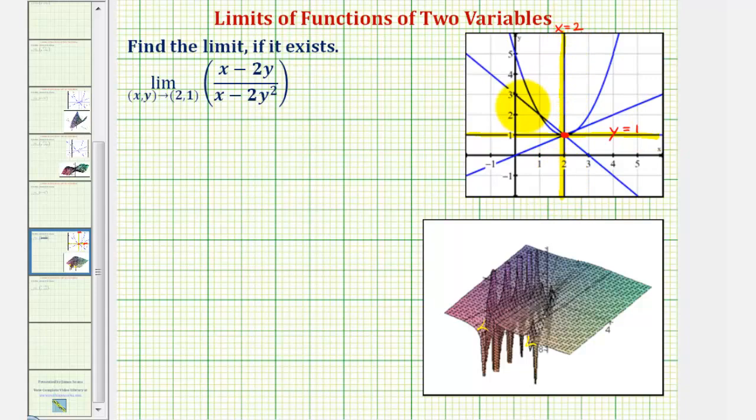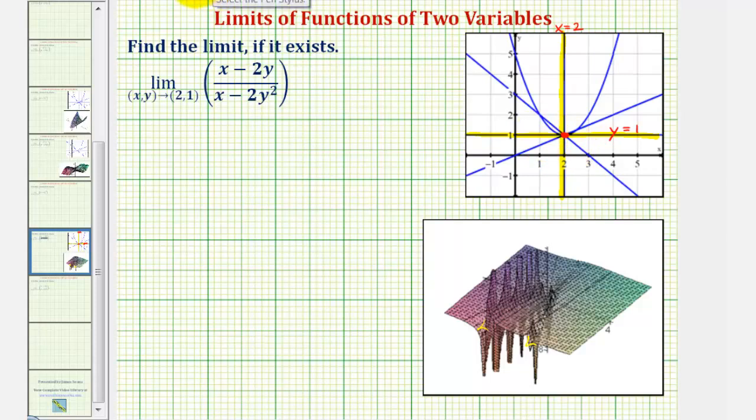Now if we find these two limits along these paths and they're not equal, we can conclude that the limit does not exist. If they are equal, that does not tell us the limit does exist. That means we'd have to consider additional paths before we conclude the limit exists and what that limit would be.